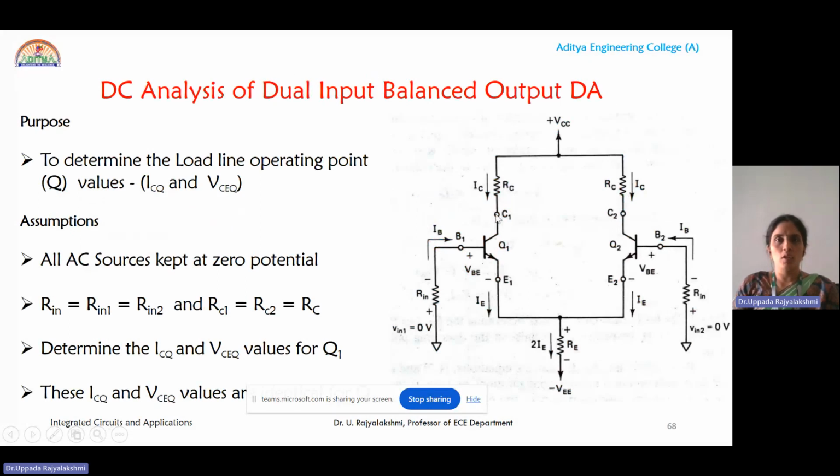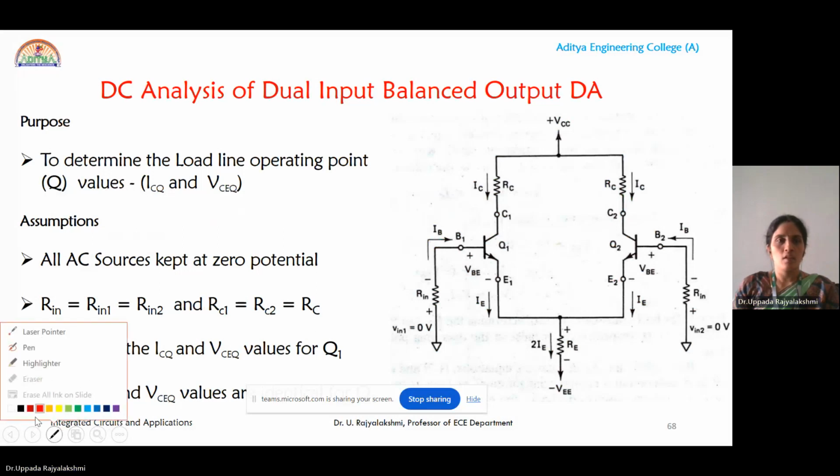In the last module, we discussed that two identical common emitter amplifier configurations are coupled via a common emitter resistor RE towards the negative power supply. Then you can construct the differential amplifier. So two identical CE amplifiers are used. Identical means that the two collector resistors of the two transistors are equal, so RC1 is equal to RC2 is equal to RC.